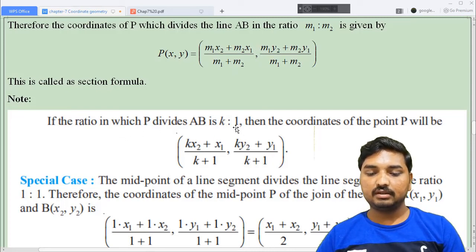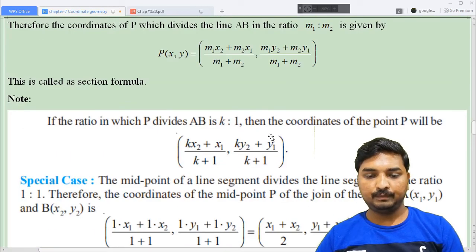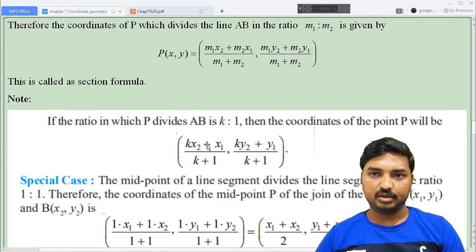Instead of m1 is to m2, I'm going to take k is to 1. If you place k in the place of m1 and 1 in the place of m2 in this formula, you will get kx2 plus x1 divided by k plus 1. Instead of m1 plus m2, you will get k plus 1, because m1 is equal to k and m2 is equal to 1. Similarly ky2 plus y1 divided by k plus 1. Remember this formula also. This is also the section formula, but here the ratio is k is to 1.